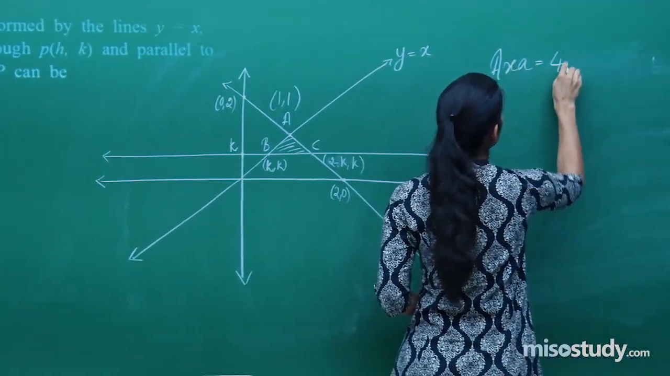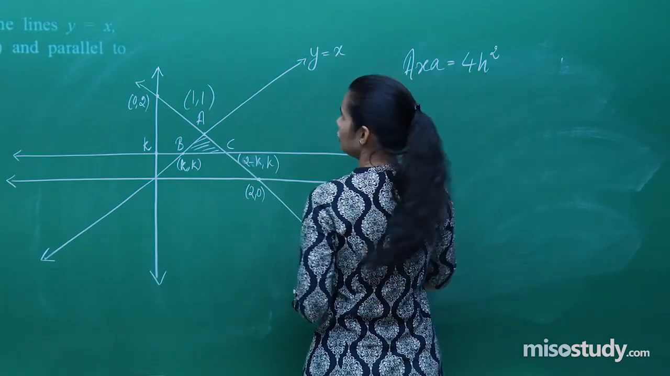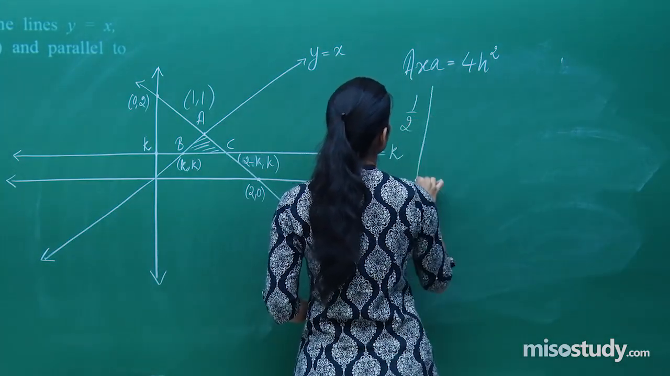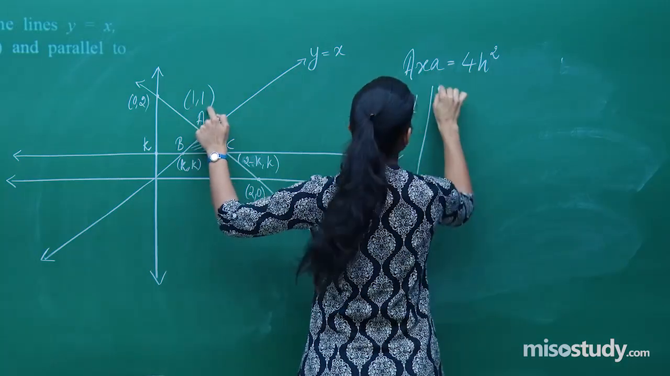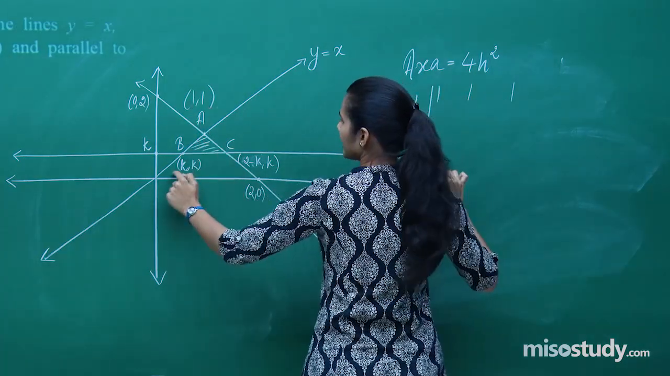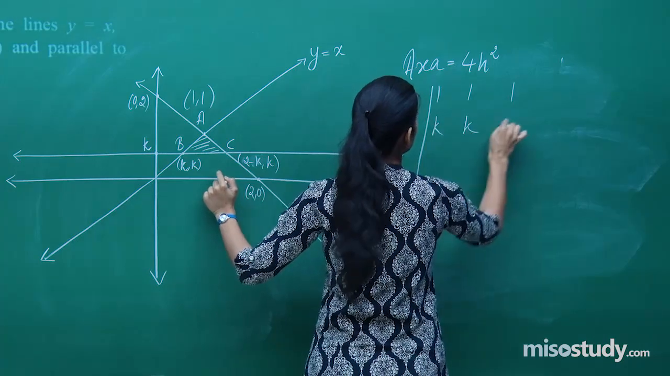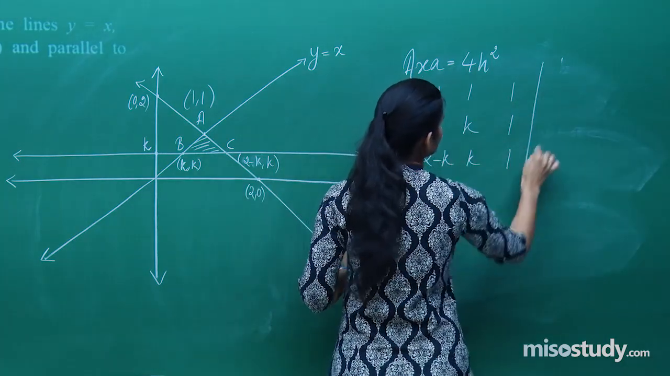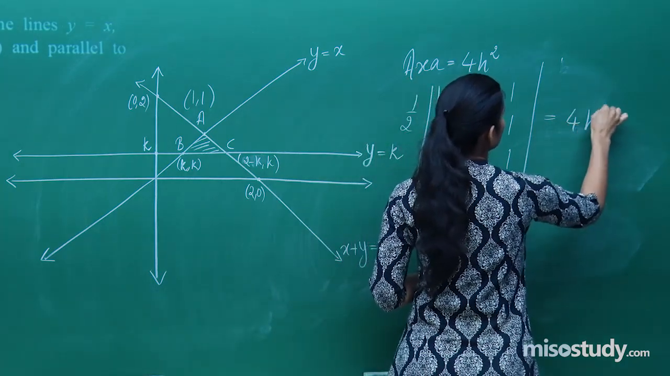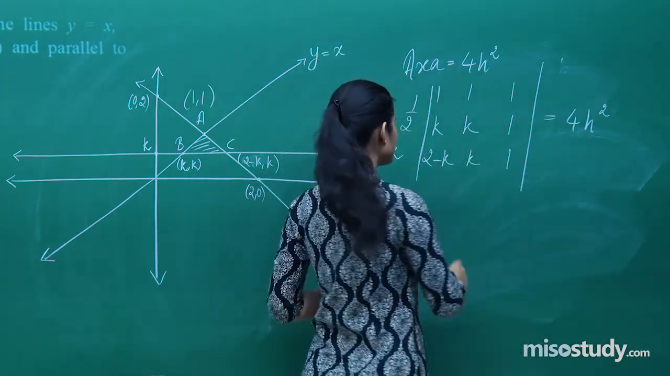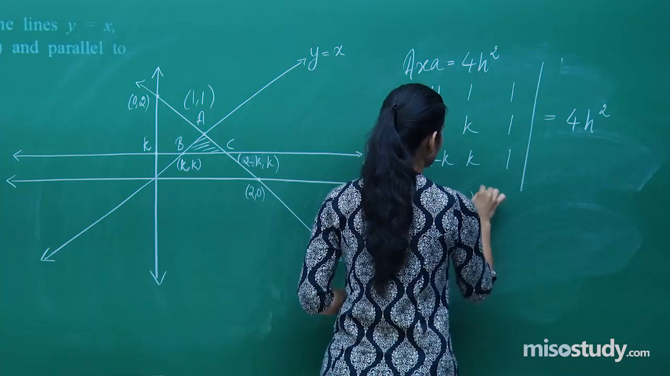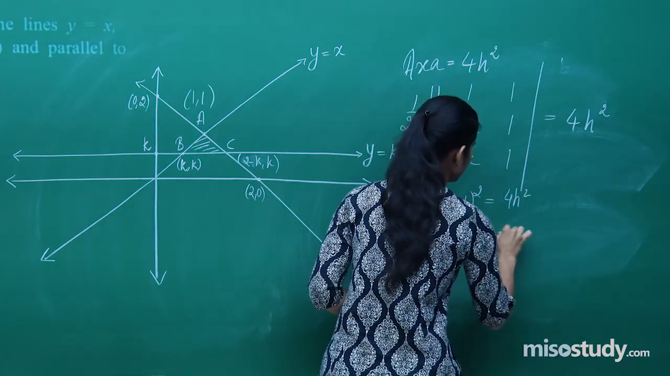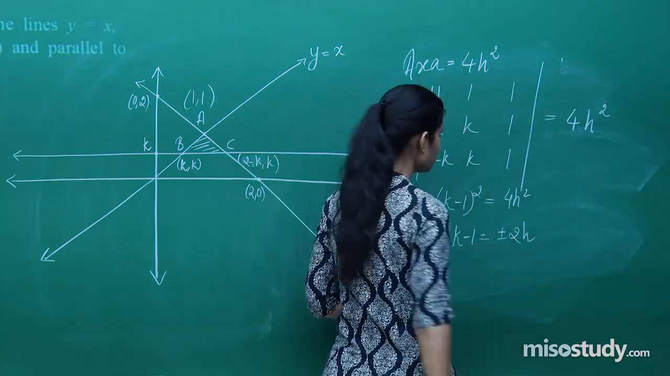Area is given to be 4h square, that is 1 by 2 times the determinant of 1, 1, 1; k, k, 1; 2 minus k, k, 1. This is given as 4h square. When you resolve this, it's very simple to resolve. You get (k minus 1) whole square equals 4h square, which means k minus 1 equals plus minus 2h.